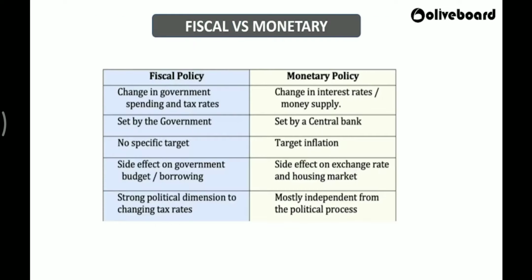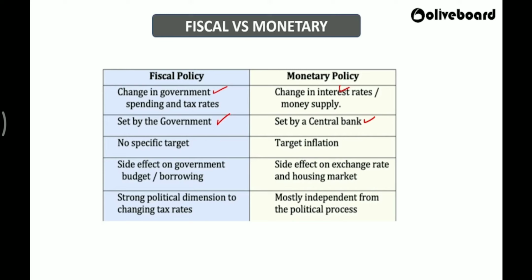What is the difference between these two? Fiscal policy means change in what? Government spending and tax rates. But monetary policy means interest rates for money supply. Fiscal policy means government expenditure, government tax rates, government public debt, which they will implement through those tools. But under monetary policy, my main thing is what? Interest rate, that is nothing but your borrowing rate in the banks, to control what? Money supply. Fiscal policy is set by whom? Government. Here, who will set that? Central bank. And for fiscal policy, there is no specific target because it is an overall development, right?